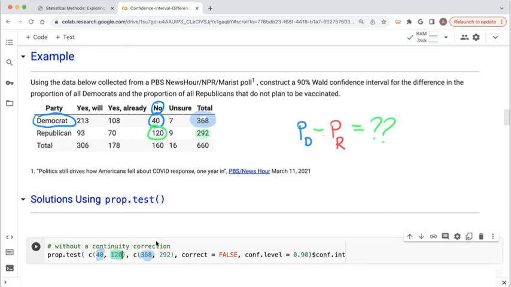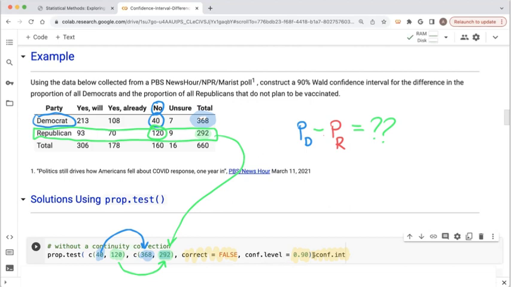Here we, of course, want to be careful about the order. Since I first entered the number of Democrats that didn't want to get vaccinated, the first entry here is going to be the total sample size for the Democrats, followed by the size of sample 2, which in this case is the total number of Republicans in this sample. If I don't want to apply a continuity correction, I use the option false over here. My confidence level is 90%, so I use 0.9 for the confidence level option. And here I'm just going to parse out the output for the corresponding 90% confidence interval.